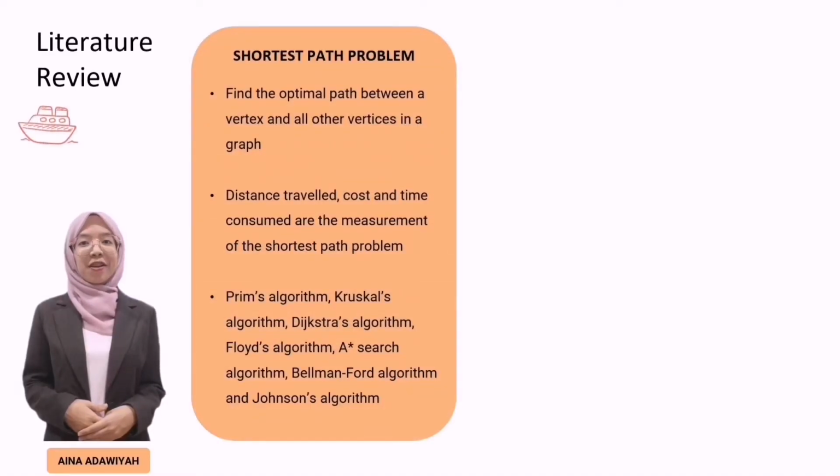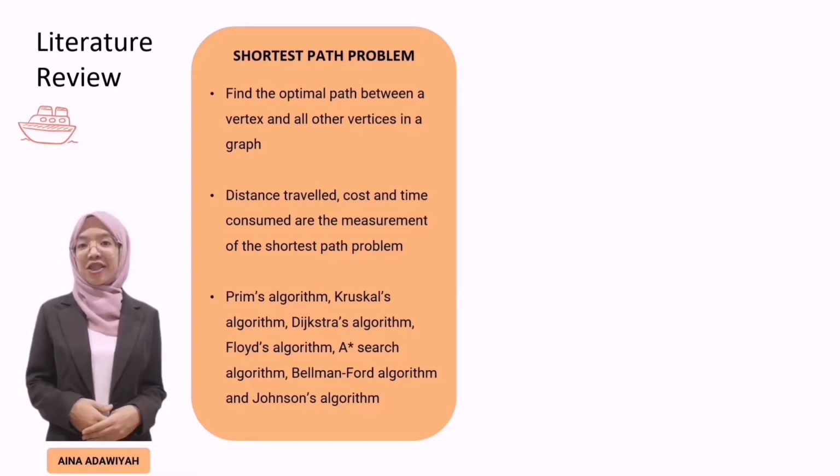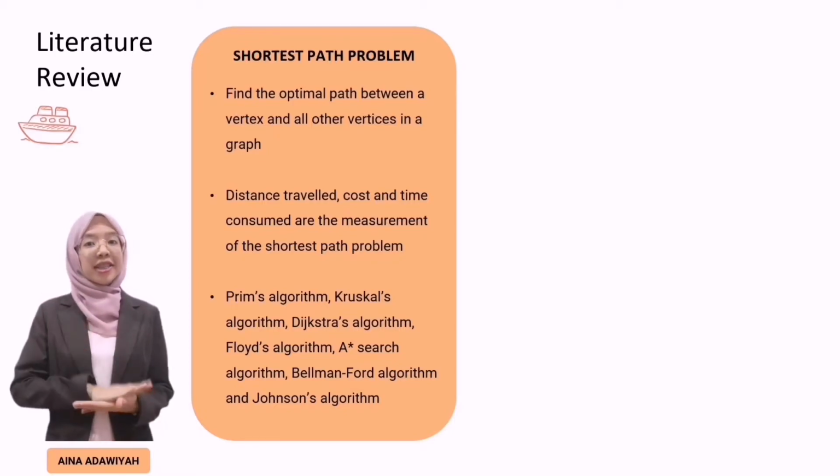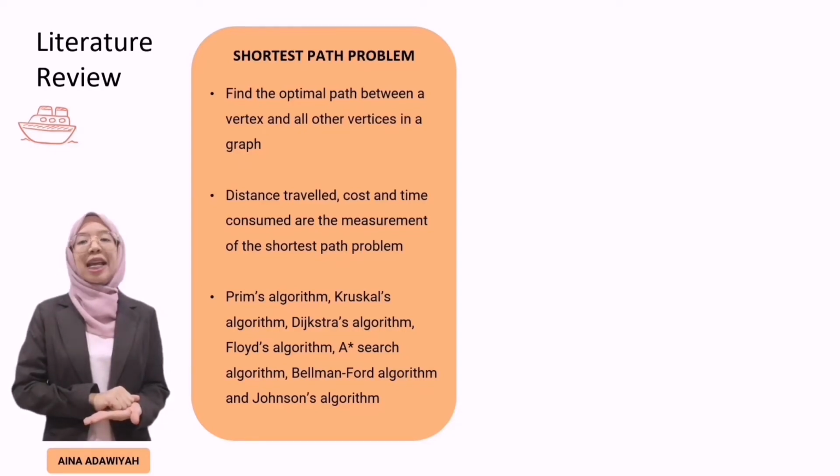The shortest path problem involves finding the optimal path between a vertex and all other vertices in a graph. Total distance traveled, cost, and time consumed are the measurements of the effectiveness of the shortest path problem. To solve this problem, it is encouraged to use algorithms such as Prim's, Kruskal's, Dijkstra's, Floyd, Johnson algorithm, and many more. In this study, we implemented and compared two of the shortest path algorithms to find the shortest route in minimizing the travel distance for tourism.